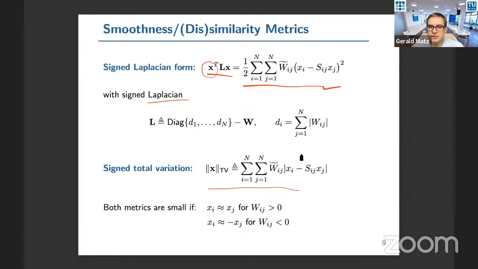And so just by looking at this, what you can see is that in order for both of those quantities to be small, what you require is that if you have a positive edge, then xi should be equal to xj in order for the difference to be small. So this is what we know from the unsigned case. But for negative edges, actually, we want to have the opposite behavior. If there's a negative edge, then the value at node i should be the negative of the value at node j. And this will give us a different notion of smoothness here on signed graphs.